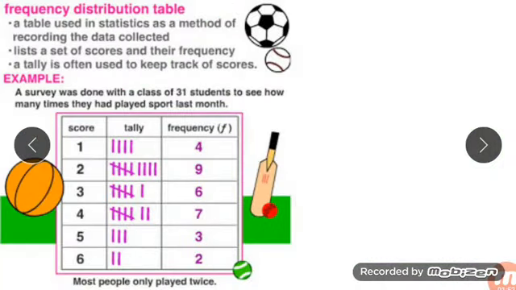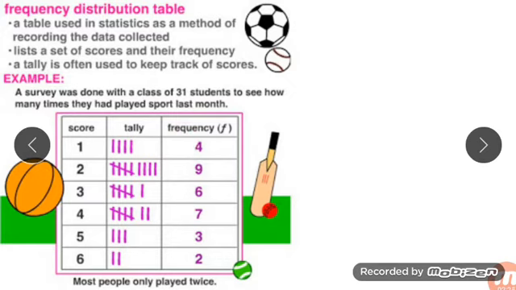In simple words, we can define frequency distribution, a table used in statistics, as a method of recording the data collected. Here we have an example of a frequency distribution table. We are in a class of 31 students. We have to show how many times they had played sports last month. So here we have the frequency. Frequency shows the number of occurrences of that data. Here we have the scores, meaning how many times they have played, and here we have the tally marks.